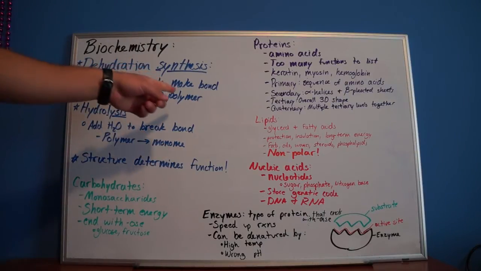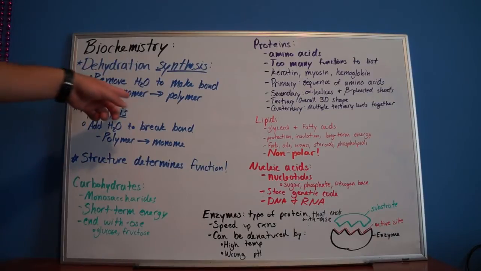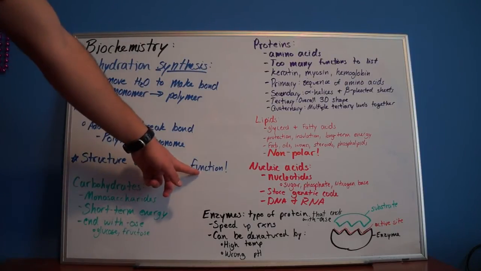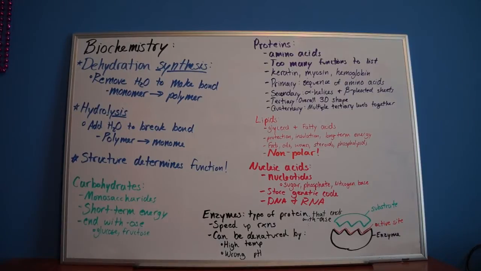Remember, if you think about a polymer as a train, each individual car would be the monomer. So that's just what that is. We talked about this a lot. I'm pretty sure I drilled this into your head. Structure always determines function. So that's it for the basic kind of random facts. Then we'll go into the actual 4 macromolecules.